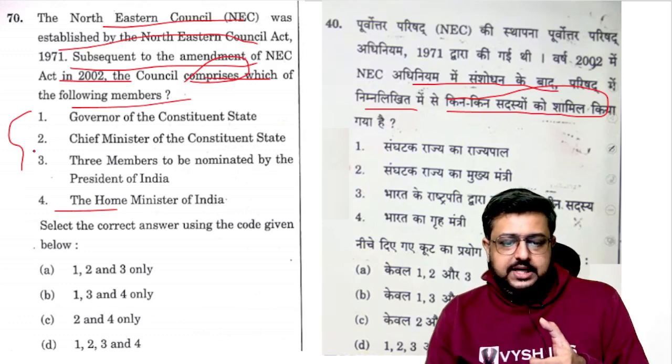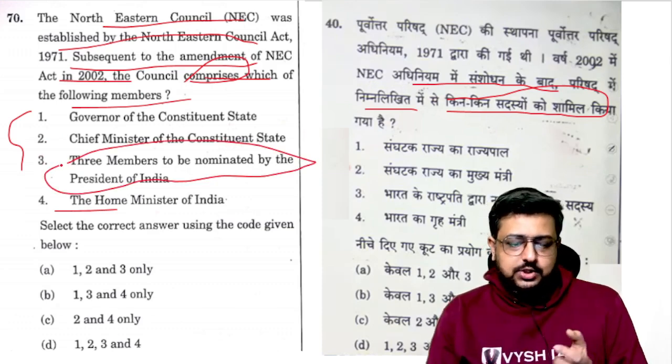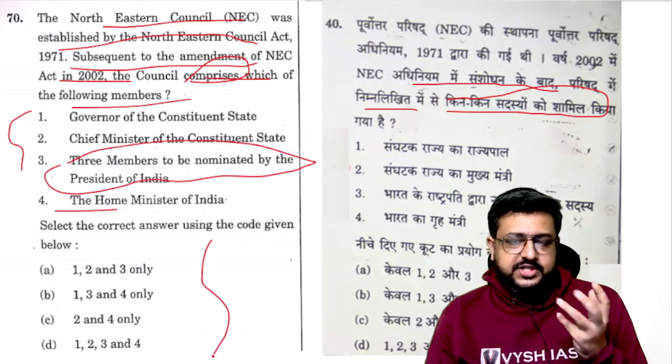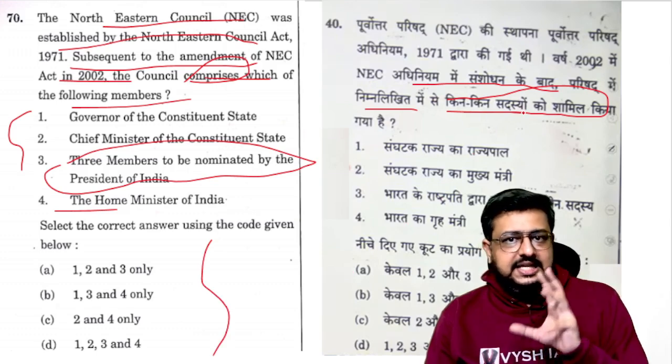Then the answer will be only the 3 members nominated by the President of India, because that was added through that amendment. But there is no such option, like "3 only", in the options. So it is understood that it is a Hindi typing error by whoever made this Hindi translation.